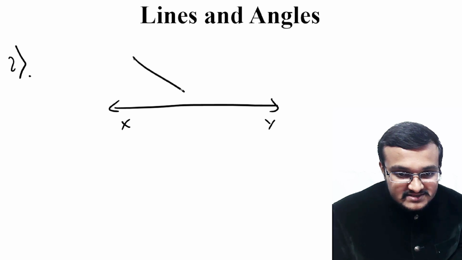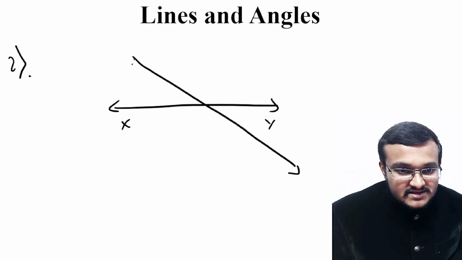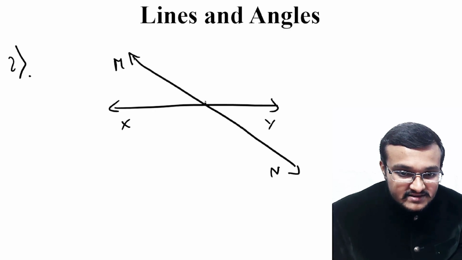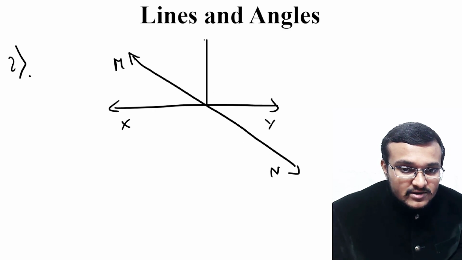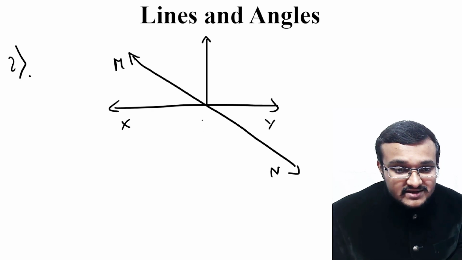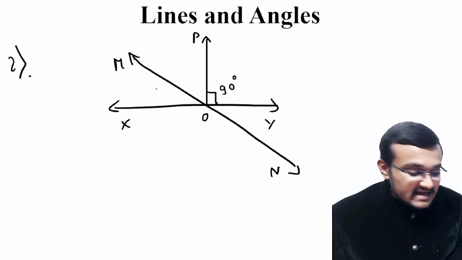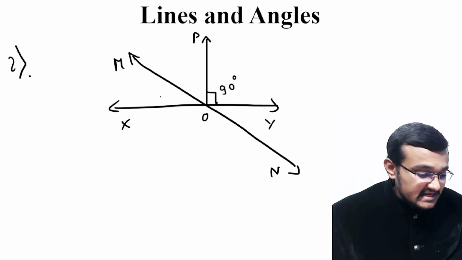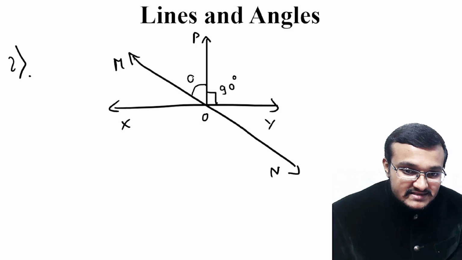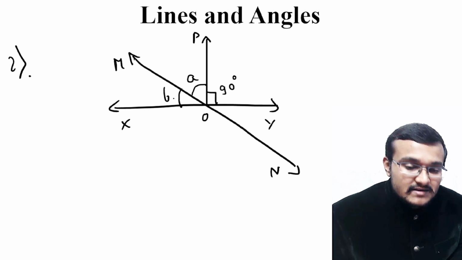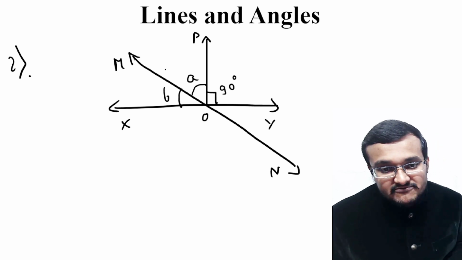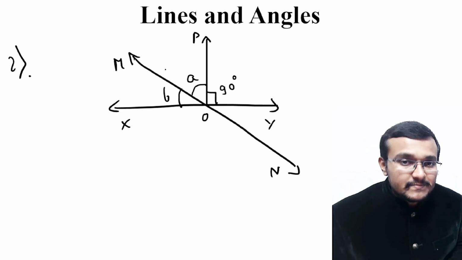So the MN straight line is like this. XY and MN straight lines are given, and OP ray is given on this particular XY and MN at point O in such a way that this POY is equal to 90 degree. So this angle is 90 degree which they have given, and here they have named this angle as A and this angle as B. Based on this, you have to calculate what is A and what is B.